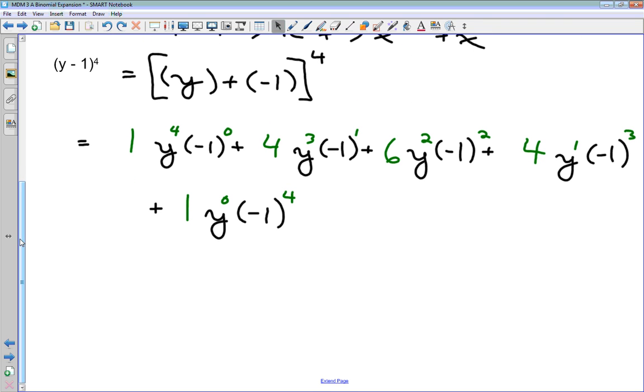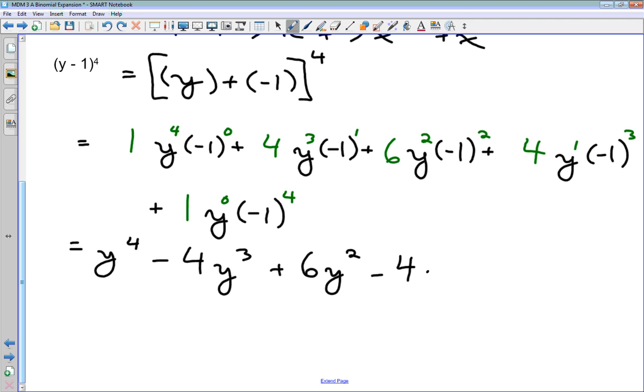And then we can simplify. If our coefficient is 1, we don't need it there. Negative 1 to the 0 is just 1, so we have y to the 4th, plus negative 1 to the 1 is going to be negative 1 though. So I shouldn't have written that plus there because it's going to be minus. So it is going to be negative 1 for y cubed. Our next term, negative 1 squared is going to be positive 1. So we're going to have plus there, 6y squared. Our next term, negative 1 to the power of 3 is going to be negative 1 again. So we'll have negative 4y. And then our last term, negative 1 to the power of 4 is just positive 1. And there's our expansion.